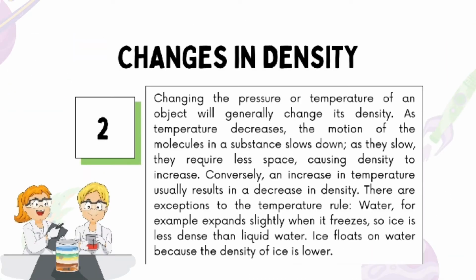Second, changes in density. Changing the pressure or temperature of an object will generally change its density. As temperature decreases, the motion of the molecules in a substance slows down. As they slow, they require less space, causing density to increase. Conversely, an increase in temperature usually results in a decrease in density. Therefore, density and temperature have an inverse proportion.